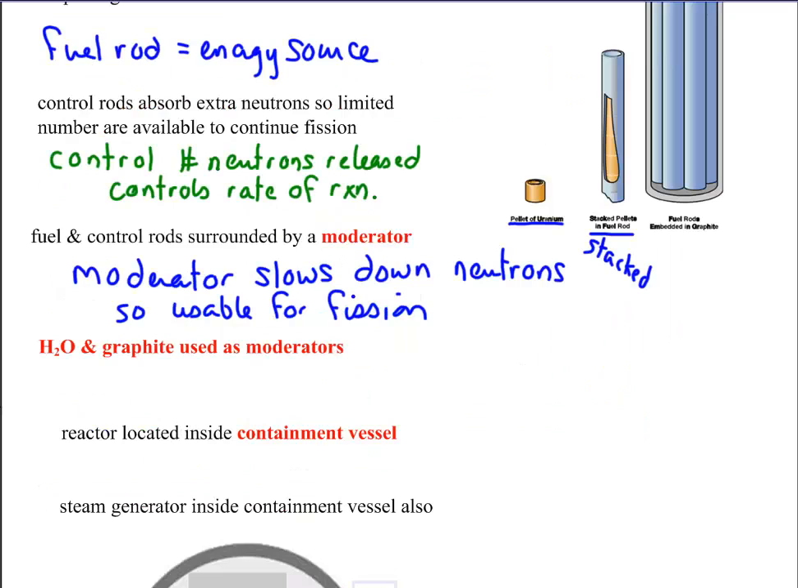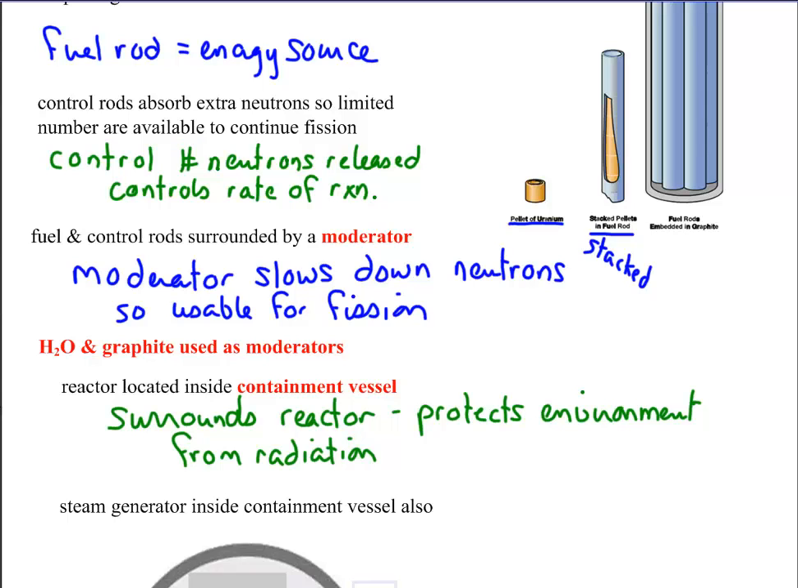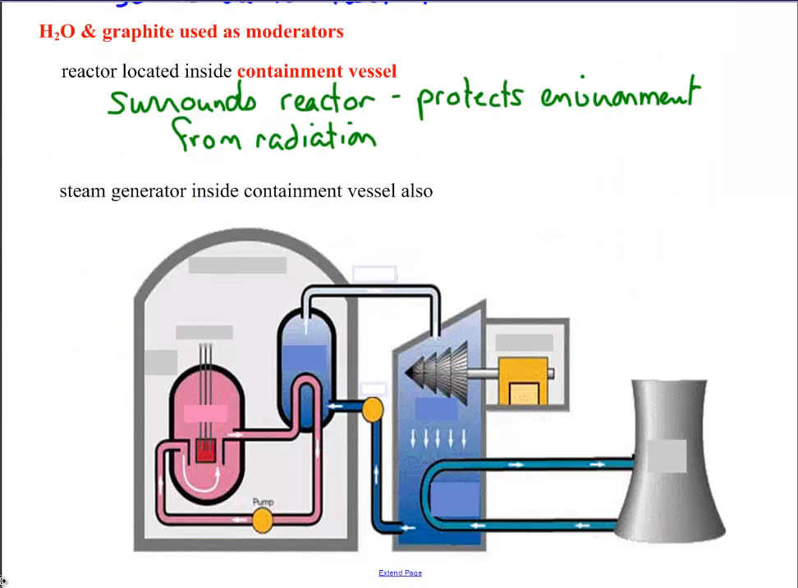These items for the reactor are located inside what's called a containment vessel. That's to protect the environment from the nuclear radiation. Another thing that's inside the containment vessel is something called the steam generator. And if we take a look at a diagram of a nuclear power plant, we can identify these various things.